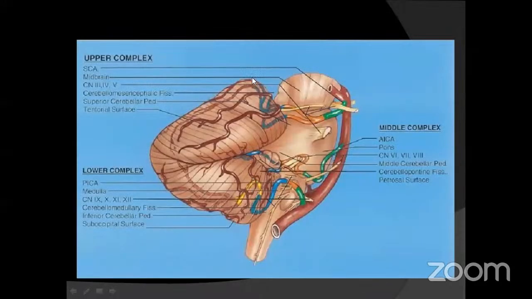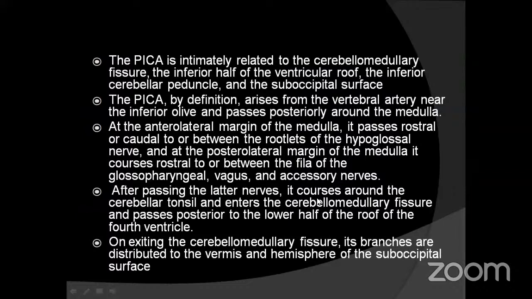As we have discussed previously, PICA is associated with the 9th, 10th, 11th, and 12th nerves. So after its origin, it passes in between the fibers of these nerves. After passing the lateral nerves, it courses around the cerebellar tonsil and enters the cerebellomedullary fissure. Like we discussed previously, PICA is intimately related to the cerebellomedullary fissure and passes posterior to the lower half of the roof of the fourth ventricle. On exiting the cerebellomedullary fissure, its branches are distributed to the vermis and hemisphere of the suboccipital surface, the surface of the cerebellum that it supplies.